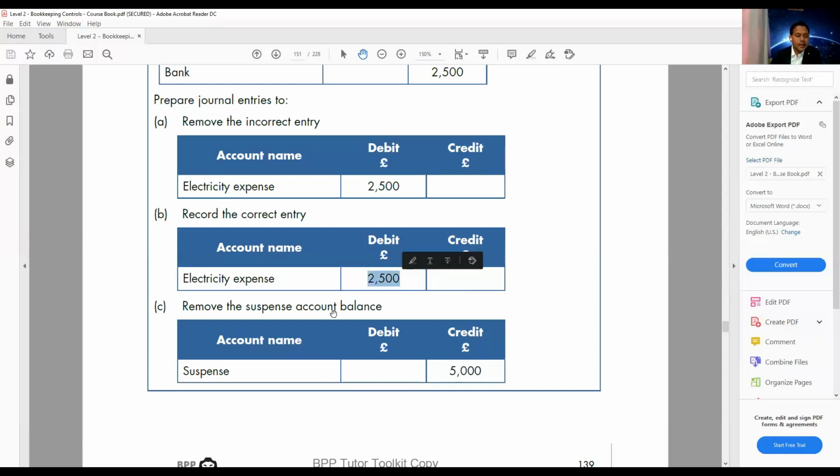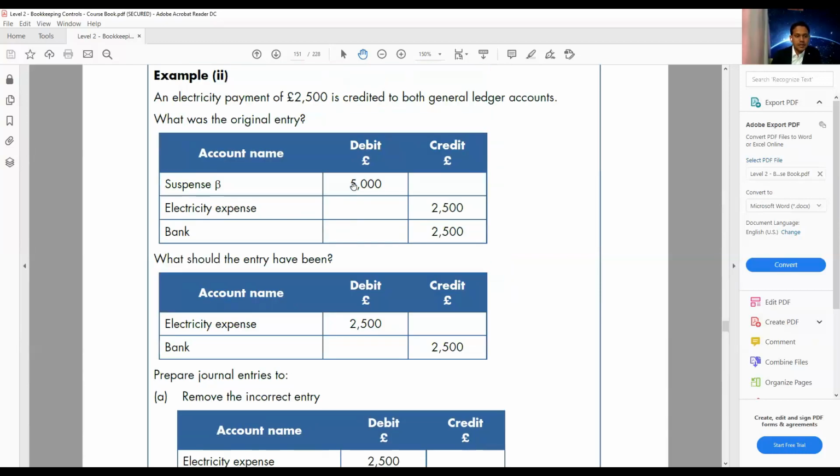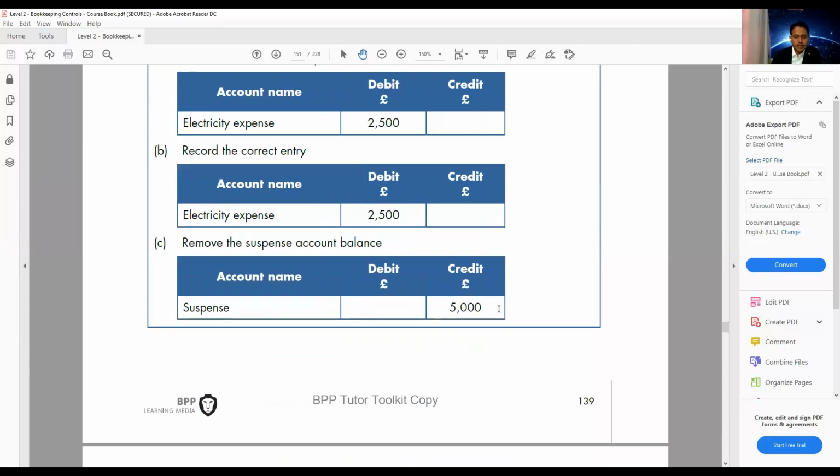And the final thing, remove the suspense account. Suspense was debit side 5,000. I'm going to remove the suspense by recording on the credit side. So debit and credit are like a plus and minus. Remember that.